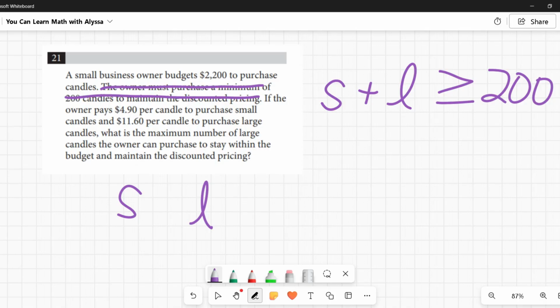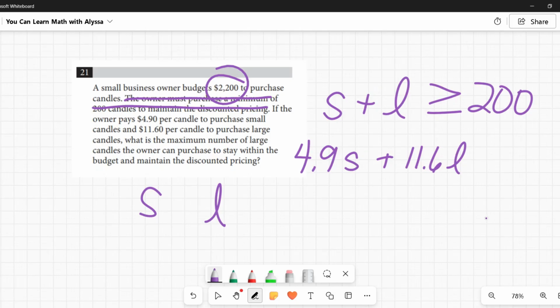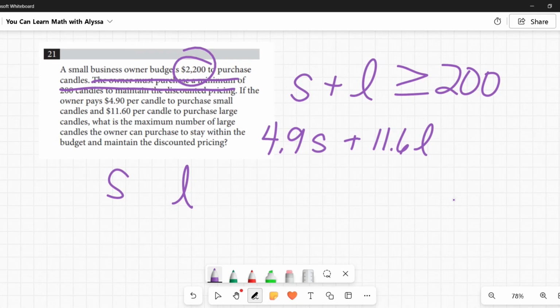If the owner pays $4.90 per candle to purchase the small candles and $11.60 to purchase the large, what's the maximum number? Okay, so my next equation is going to incorporate those things. It's $4.90 or 4.9, I don't need that zero, for every small candle. And then he's going to spend $11.60, 11.6, don't need that last zero, times the large ones. That's how much he's spending. And when he adds that together, he has a budget of $2,200. So he can't go over that. That's what a budget means, right? So it has to be less than or equal to, he could spend the whole amount, $2,200. All right, now I've used everything. I've got the $2,200, $4.90, $11.60.